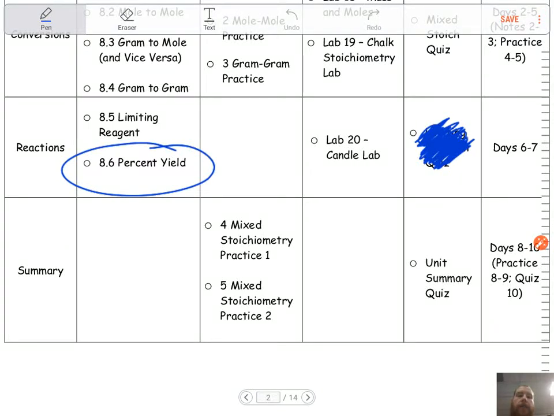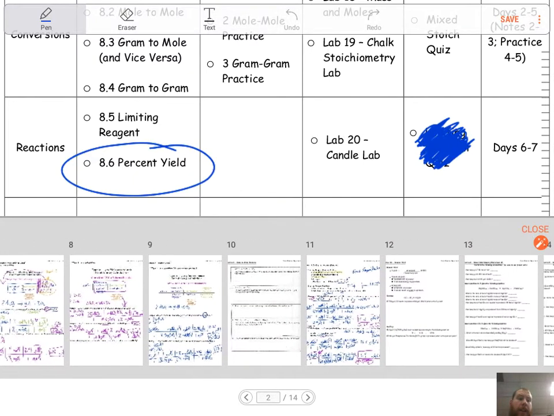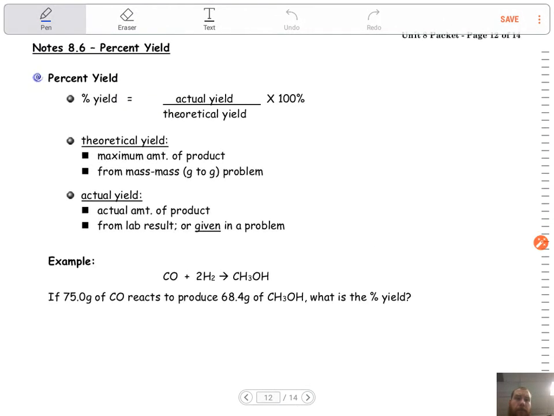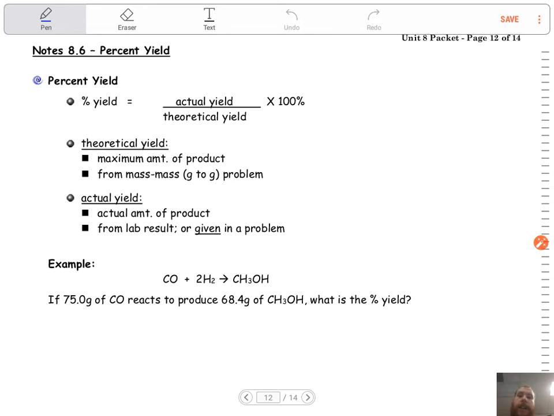Hey guys, this is video 8.6, our last video for our unit on stoichiometry. This is dealing with percent yield. As I get to our page here, which again might be a different page number than what you have, this is going to be using that same gram to gram method that we've been using. It's just a little extension beyond it.